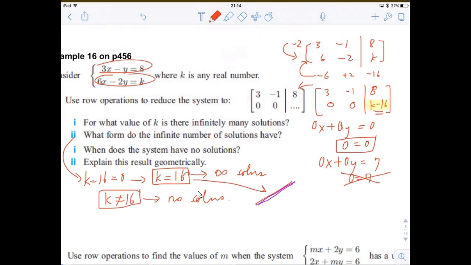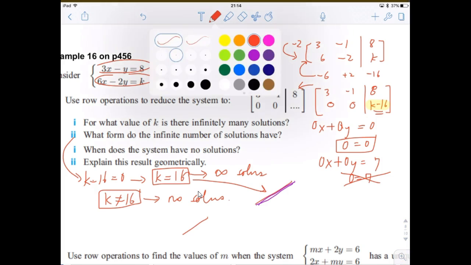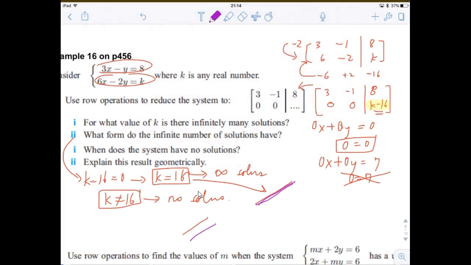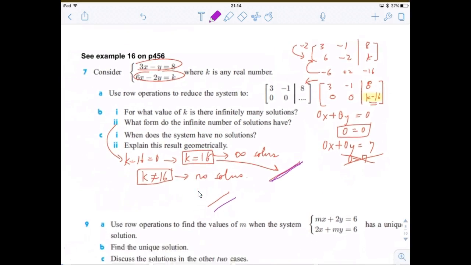If you graph them when k is not 16, then basically you would have parallel lines. And if you have parallel lines, they never intersect, so there's never a common solution between the two. Okay, so that's the explanation geometrically.